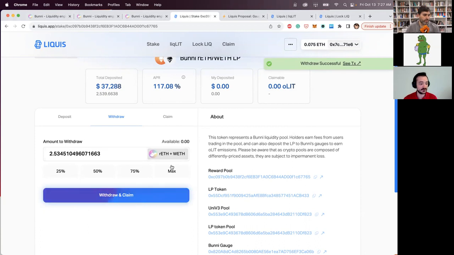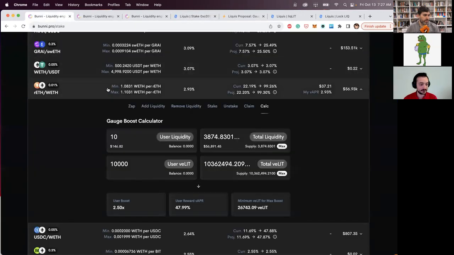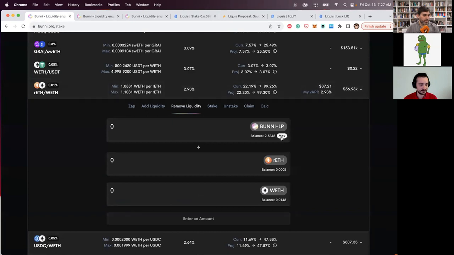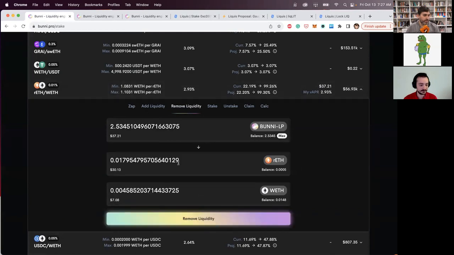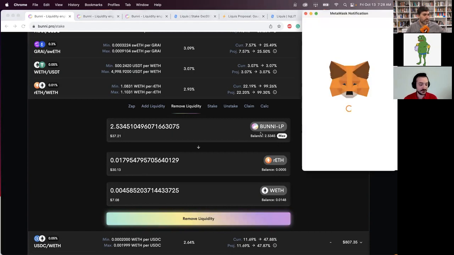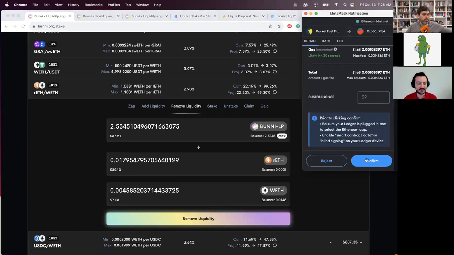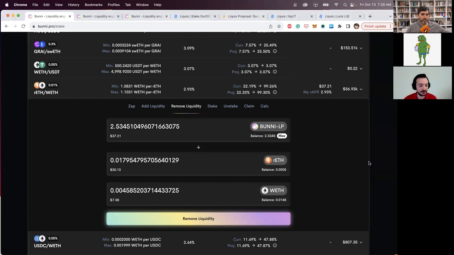It says withdraw successful. Now you can basically go to Bunni and resolve the liquidity pool. So I go back to the same pool that I was in, and then I just press max for my Bunni, and I'm getting a little bit less rETH back, or the right amount there basically. And then the wrapped ETH, so I just press remove liquidity, and then it's just going to bring it up. Overall, your position should be worth a little bit more wrapped ETH because of the trade fees that happened while you had your position locked.